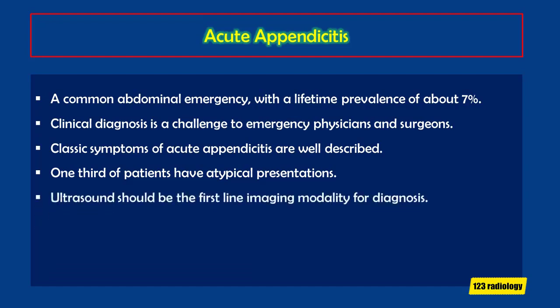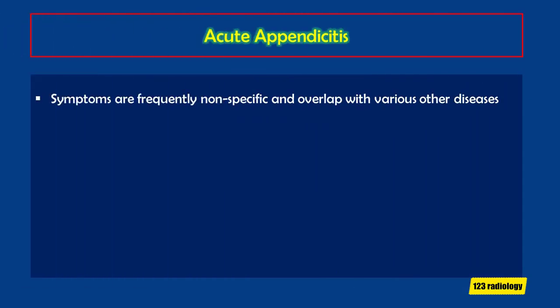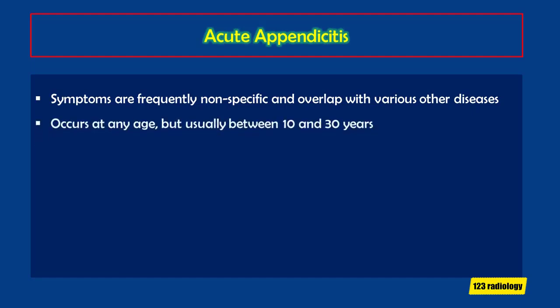Ultrasound should be the first-line imaging modality for diagnosis of acute appendicitis, as it has excellent specificity, both in pediatric and adult patients. The symptoms of acute appendicitis are frequently nonspecific and overlap with various other diseases. Acute appendicitis occurs at any age, but usually between 10 and 30 years.